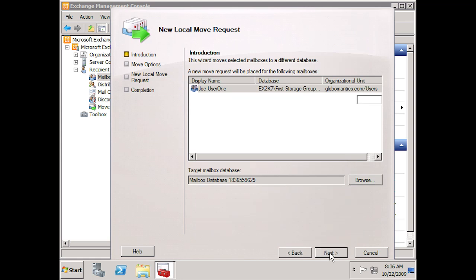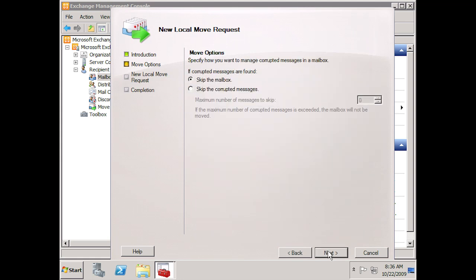We click Next. And here you note it gives us some options about corrupted messages in a mailbox. Now the default setting is if corrupted messages are found, even one message, it will skip the mailbox completely. However, you can change that. You can say skip the corrupted messages and then present a number that you are willing to accept that are corrupted. So if there are 5 messages, 10 messages, whatever your personal threshold is here, the mailbox will still be moved, but those corrupted messages will not.